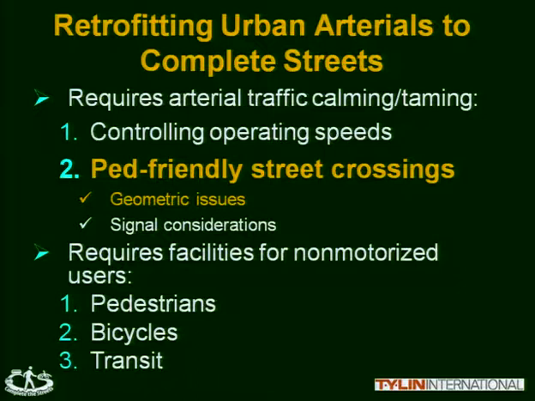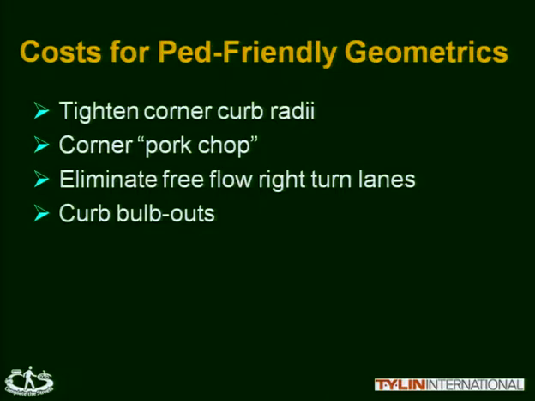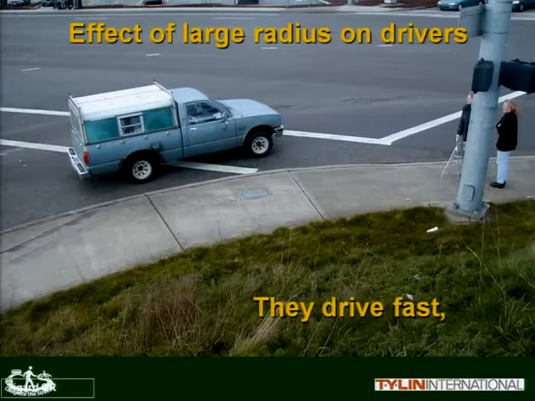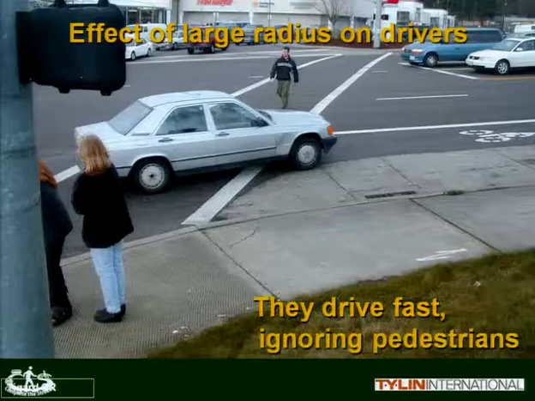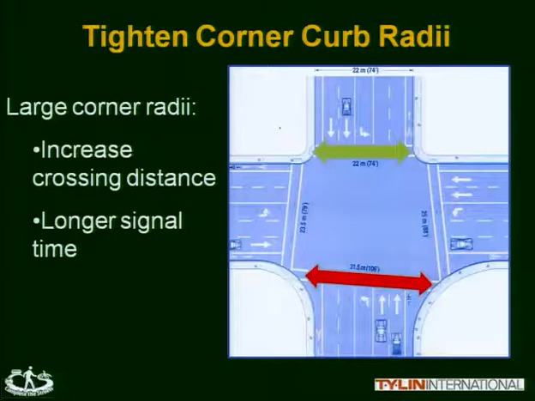Now you have to cross the street. What's that like? So let's look at some of the geometrics for crossing a street. Tighter radii, pork chop islands, free flow right turn lanes, curb bulb outs. When you have a large radius, cars go fast and they ignore pedestrians. When you have the large radius, it's also much longer to cross the street.